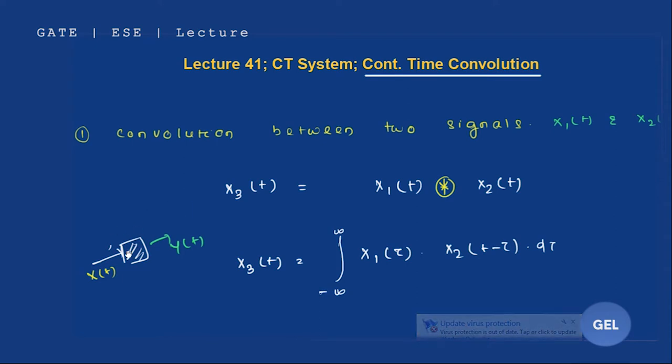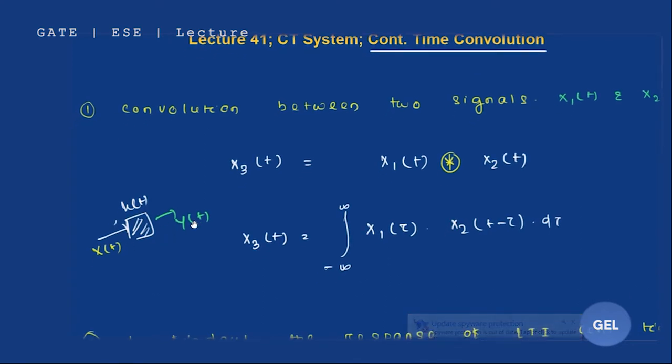Now, we have a system here, and the system has impulse response h of t. Now, how will convolution be useful? With the help of this mathematical analysis, I can find y of t by taking the convolution of x of t and h of t. Sir, x of t convolution h of t will give you the response of the system. That is the core concept of convolution.